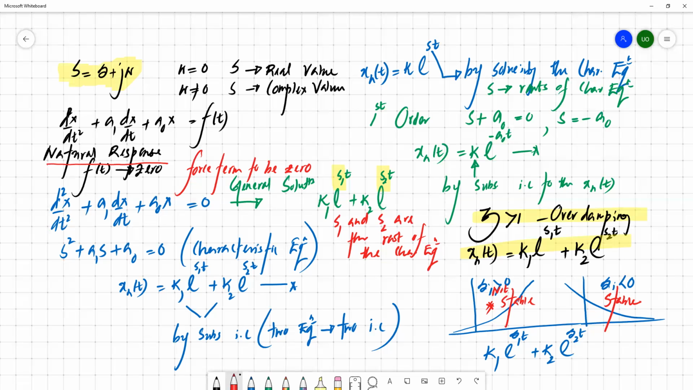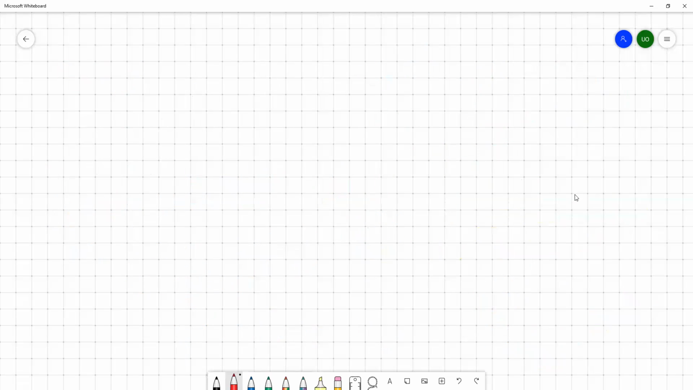So the response would be k1 e to the power sigma 1 t plus k2 e to the power sigma 2 t. Sigma 1 and sigma 2 are real and distinct roots of the characteristic equation. The response shows an exponential trend because it's a sum of two exponential functions. Depending on the sigma values, the roots of the characteristic equation, you can easily claim whether this system is stable or not. So next we'll move to the next category.